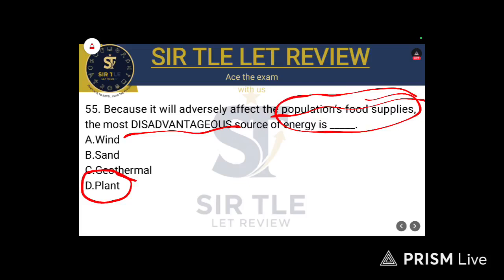Okay? Dahil instead of they are growing plants for food, for consumption of human beings, mas nagfo-focus sila i-grow yung mga plants na nagkukos. Hindi, wait lang.